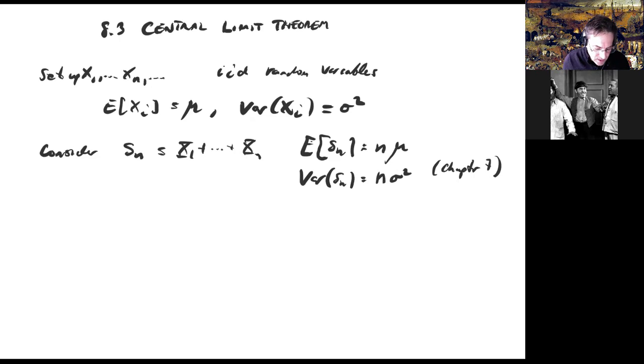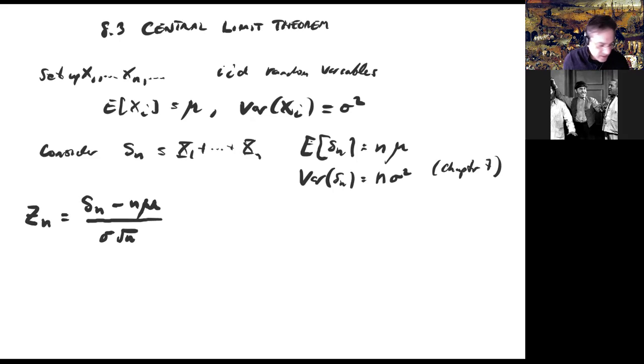So what I want to do is I want to normalize this. So what I mean is I want to take Sn minus n times mu. So I subtract off the mean of Sn and divide by the standard deviation. What's the standard deviation? The standard deviation is the square root of the variance. So that would be sigma times the square root of n. Okay, so that defines a new random variable, Zn.